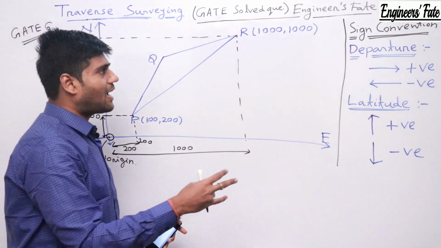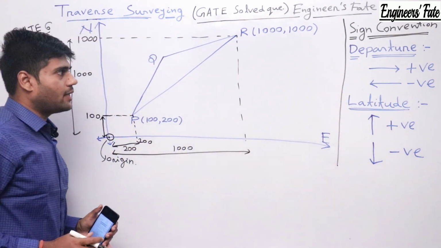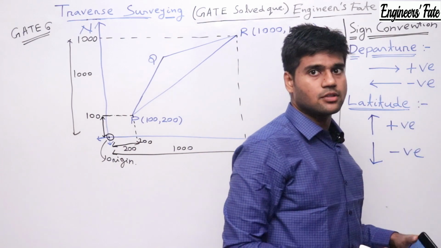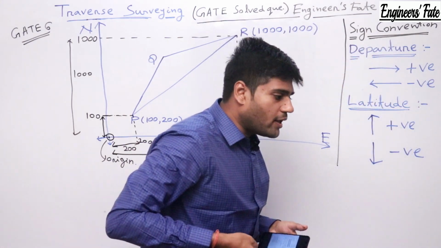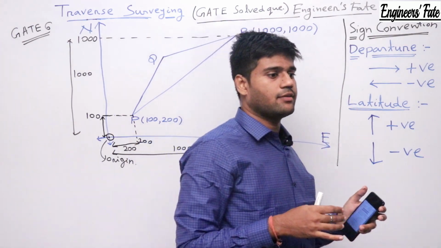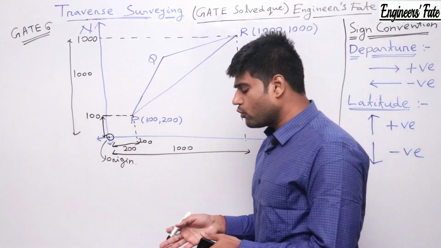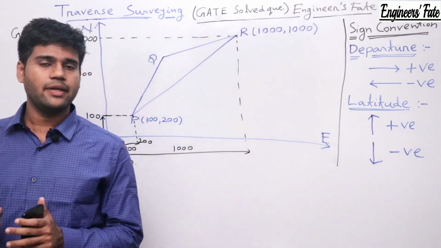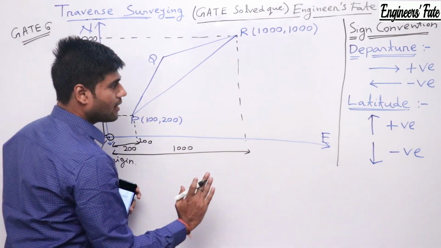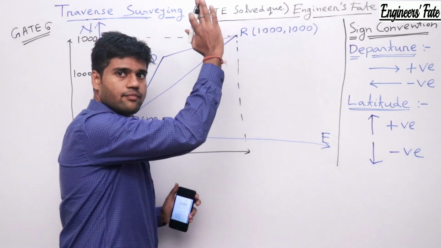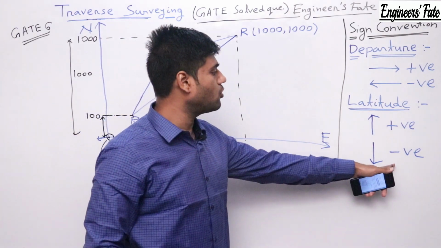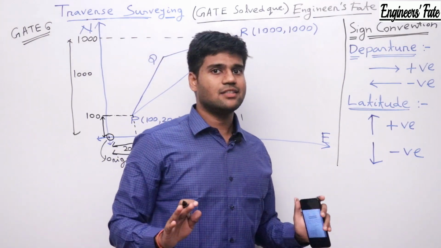So the next thing is sign convention. If I am going towards the east, the sign convention for departure will be positive. If I move towards west, the sign convention will be negative. Similarly, for latitude, if I move above, the latitude value will be positive. If I come down, the latitude value will be negative. I think these things are clear.